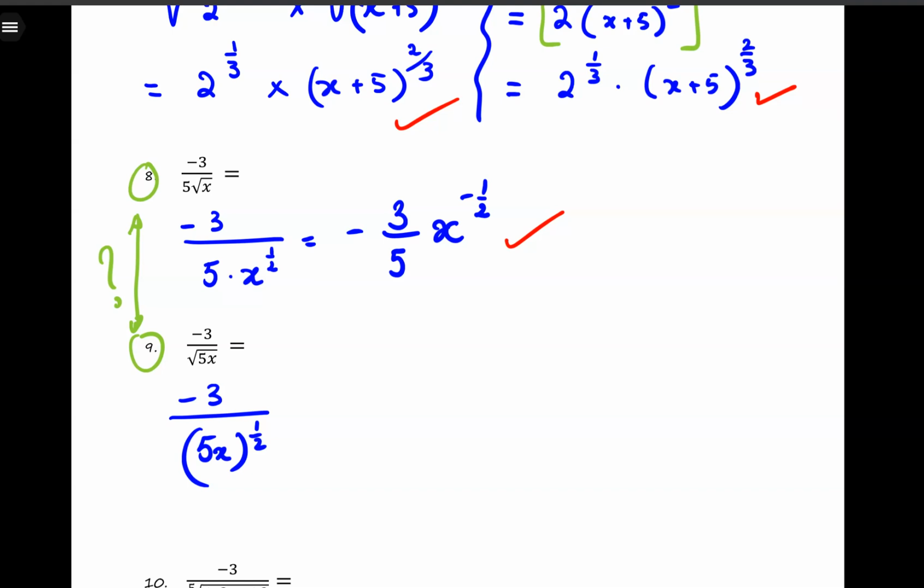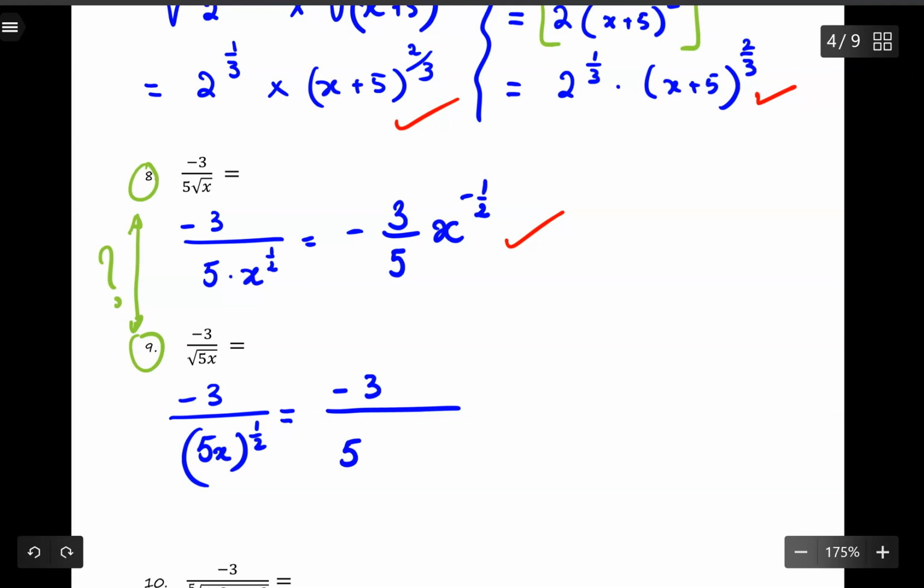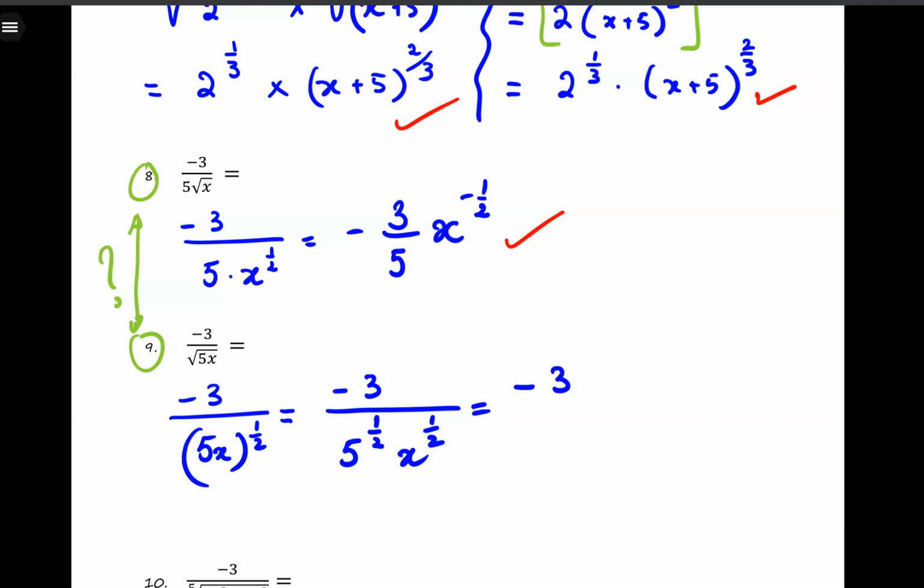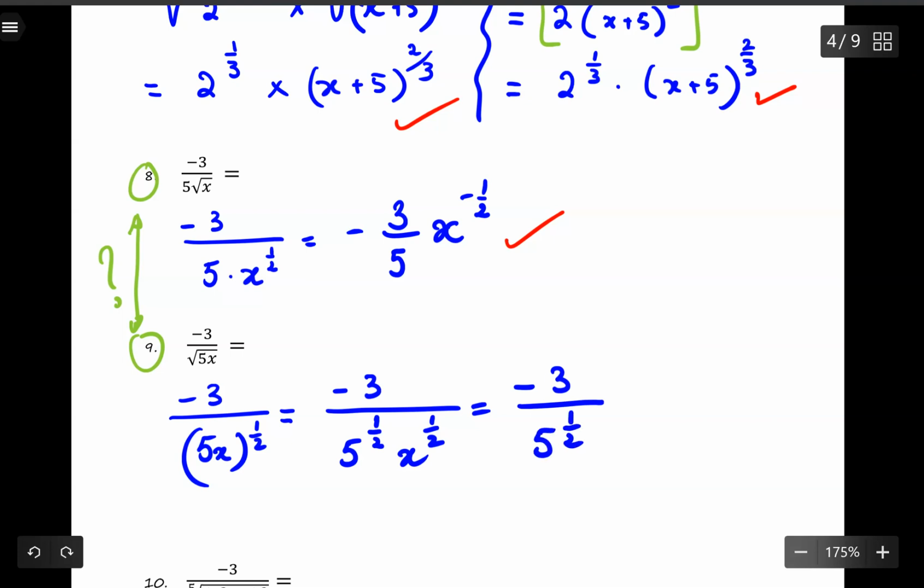So when you raise this to the exponent 1/2, it means that you are going to write negative 3 over 5 to the exponent 1/2 and x to the exponent 1/2. Then I can leave the 5 to the exponent 1/2 in the denominator, and I can bring x up and make that into the negative 1/2.